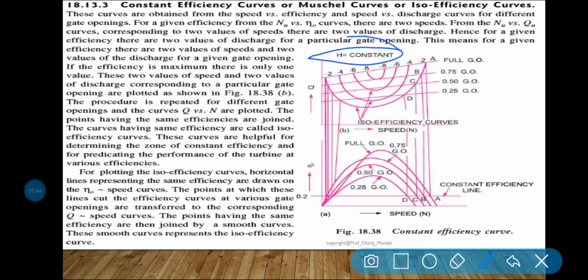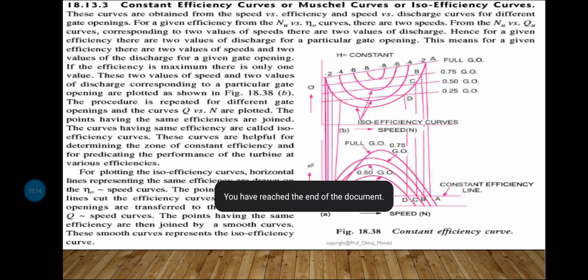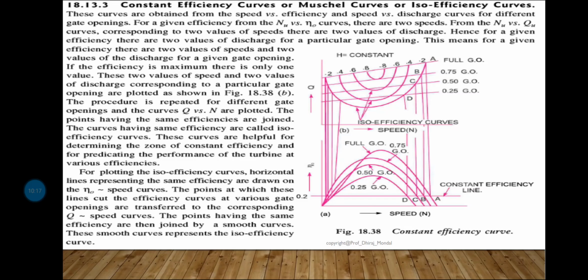the head is constant. This is your gate opening, 0.75 full gate opening, half gate opening, and based on that the efficiency, this is your iso efficiency curve. So this is your iso efficiency curve. Okay, and this line is called constant efficiency line, and this is your gate opening. So ultimately this kind of plot you can get, and based on this you can assume which type of performance you will get from that particular turbine.